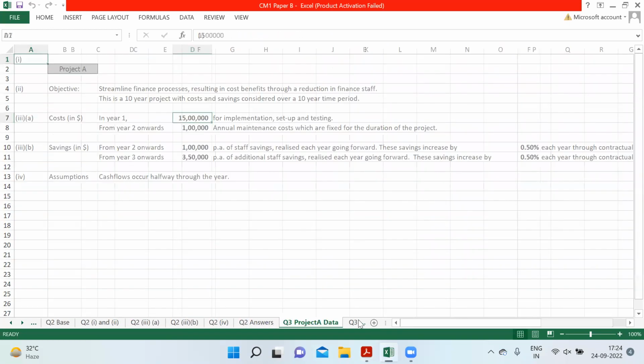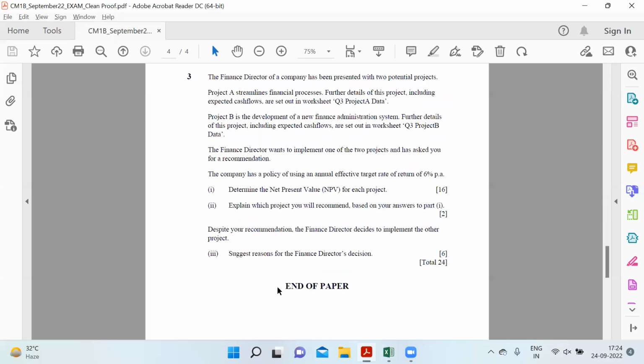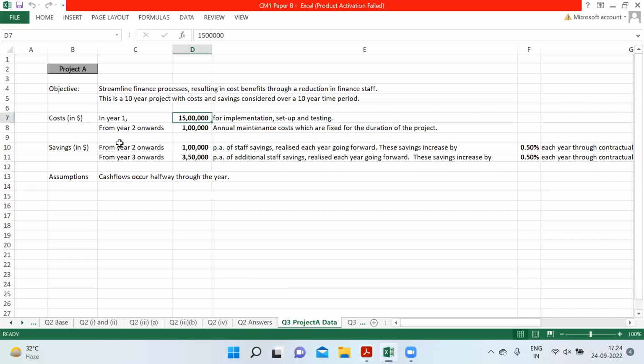Question 3. So question 3 is: the finance director of a company has been presented with two potential projects. Project A streamlines financial processes. Further details of the project, including expected cash flows, are set out in the worksheet. And project B is the development of a new finance administration system. The finance director wants to implement one of the two projects and has asked you for a recommendation. The company has a policy of using an annual effective target rate of 6%. Determine the net present value. So we have been set out the project A details.